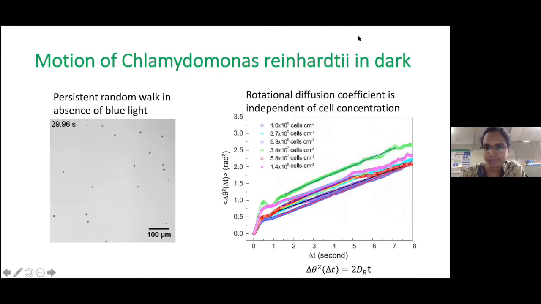So I'm plotting the mean squared angular displacement versus time for these cells for many different cell concentrations. And the slope of this graph, or the long time slope of this graph, gives you the rotational diffusion coefficient. And this rotational diffusion coefficient is independent of cell concentration. So essentially, I've characterized the persistent random walk by measuring its rotational diffusion coefficient.